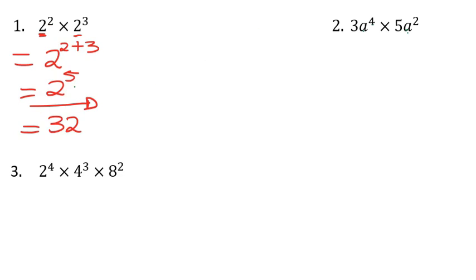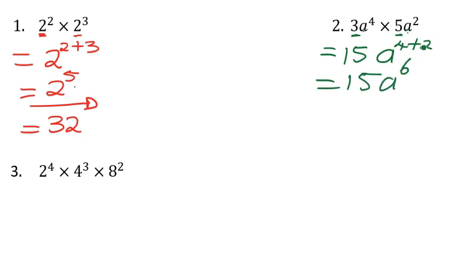Now let us look at example number 2. Example number 2 is more the same as example number 1, but the difference is that we have the coefficients, which are 3 and 5 there, right? So we multiply 3 and 5, that will give us 15, and then we take the base which is a, okay, because we are multiplying the same bases there, and then we add the exponents, so that will be 4 plus 2. So we will have 15a to the power of what? Of 6 when we add the 2 and 4 there, right? Okay, moving on, we have example number 3.